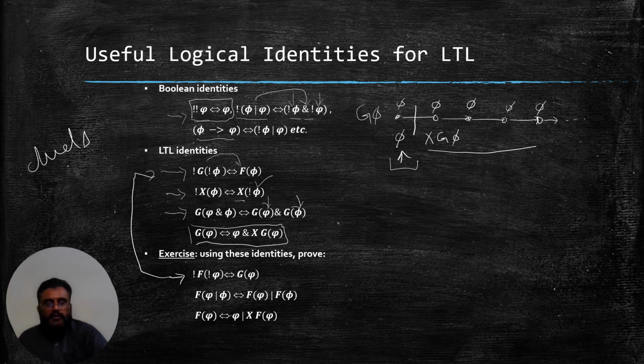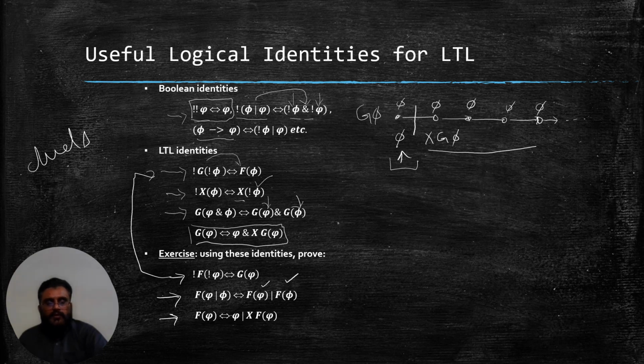And then the next is the case of distribution. If we have the formula future psi or phi, we can distribute the future operator onto the components of the formula: future psi or future phi. The next one is again an interesting scenario.